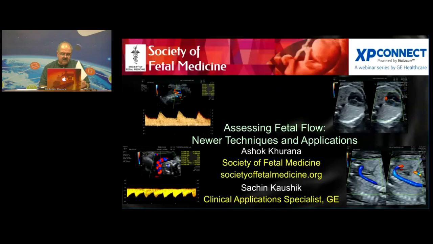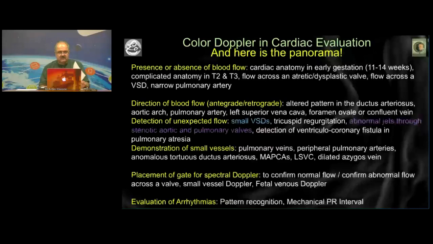So we should now move on to the last section, which is the recommendations on how to actually do Doppler for cardiac evaluation. We've shown some of these already, but I really wanted to have a list of this, where in the heart we like to see it for presence or absence of flow, such as in early gestation, also complicated anatomy in the second and third trimester scans, flow across an atretic or a dysplastic valve, because it might look atretic in 2D, and may not truly be atretic on 3D, flow across an ASD and a narrow pulmonary artery. I also like to look to see whether there is antegrade or retrograde flow, particularly in stenotic lesions of the outflows of the heart.